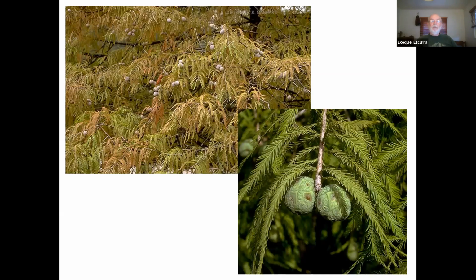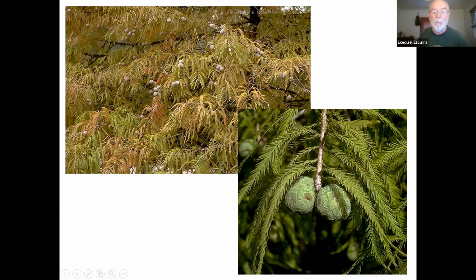The family, apart from the sequoias, also includes this beautiful tree, of which in Riverside we have a huge formation around the lake in Fairmont Park, which is the Montezuma cypress, Taxodium mucronatum.